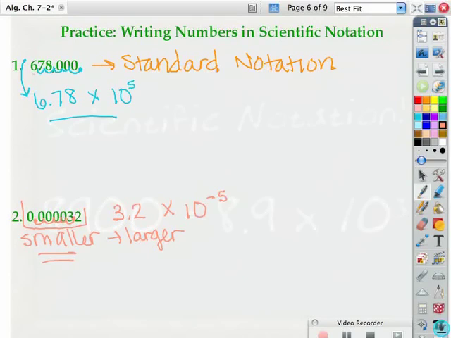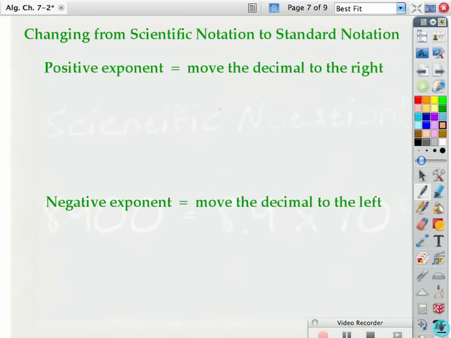Same with this one, 678,000, much bigger than this one. Now if we go backwards from scientific to standard, anytime you see a positive exponent, you're going to take that decimal point and you're going to move it to the right. It means you're getting a bigger, bigger, bigger number.